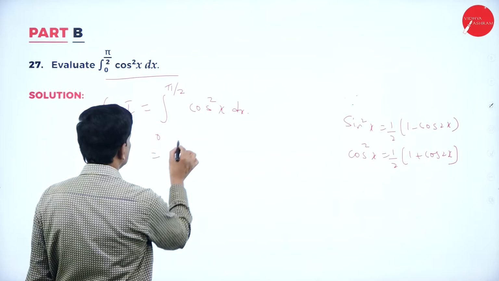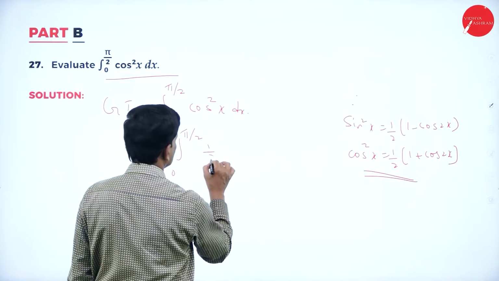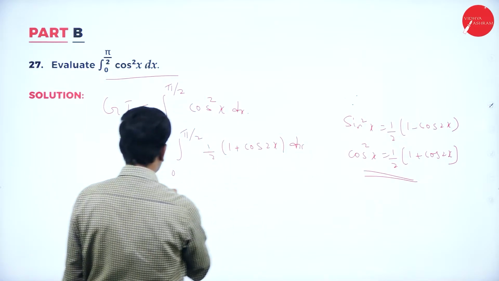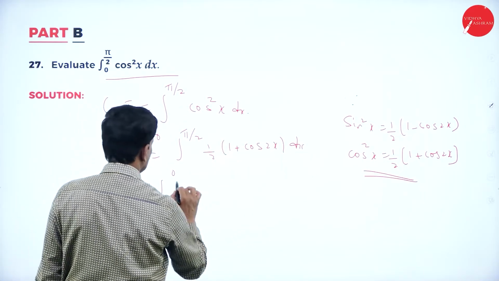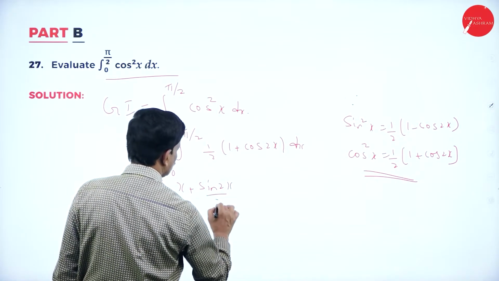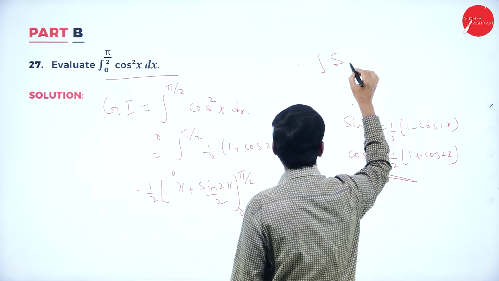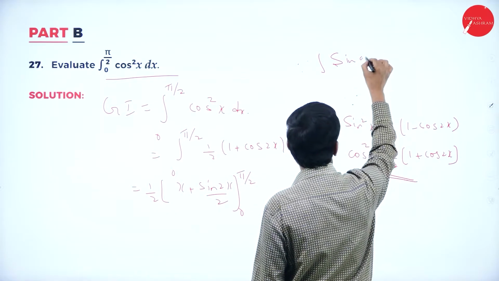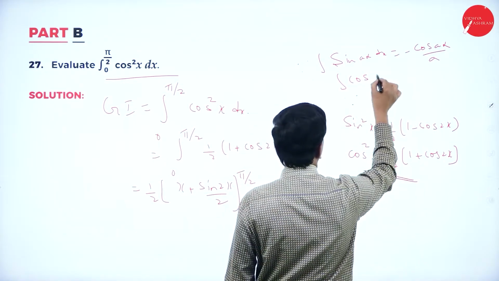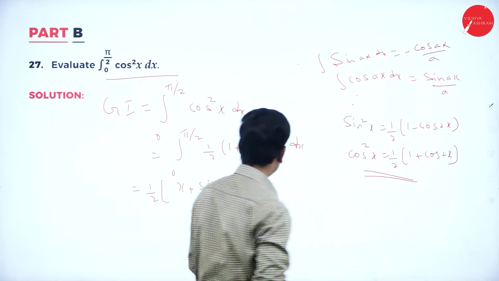What is the problem given here? Integral 0 to pi by 2, this is cos square. I can use this: cos square is equal to 1 by 2 into 1 plus cos 2x dx. Now 1 by 2 is a constant, take it out and integrate. Integration of dx is x and integration of cos 2x is sin 2x by 2, between the limits 0 to pi by 2. Since we know integration of sin ax dx is equal to minus cos ax by a, similarly integration of cos ax dx is equal to sin ax by a. That is what we have used here.